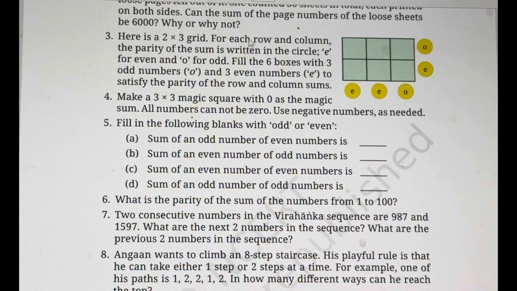This is given. For each row and column, the parity of the sum is written. So here O, E is written. E is for even, meaning the sum should be even in these two columns, and here it should be odd. And in the rows, the first row should be odd, and the second row should be even. Right? Now fill in the 6 boxes with 3 odd numbers and 3 even numbers. Now we need to choose 3 odd numbers and 3 even numbers. Whichever odd or even numbers you choose, the answer should match the parity which is circled over here.